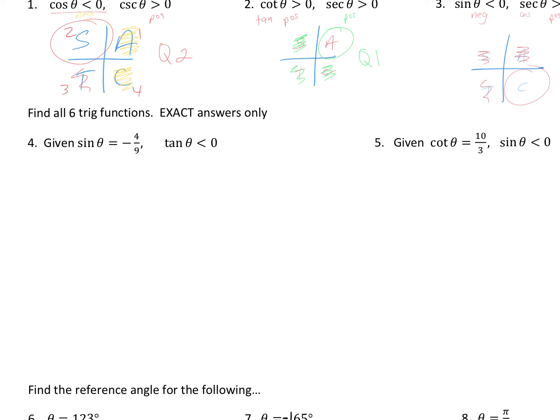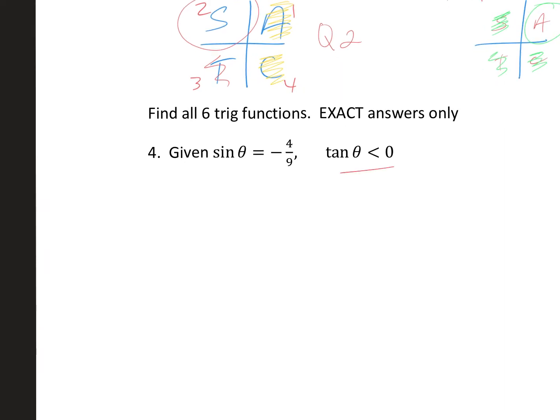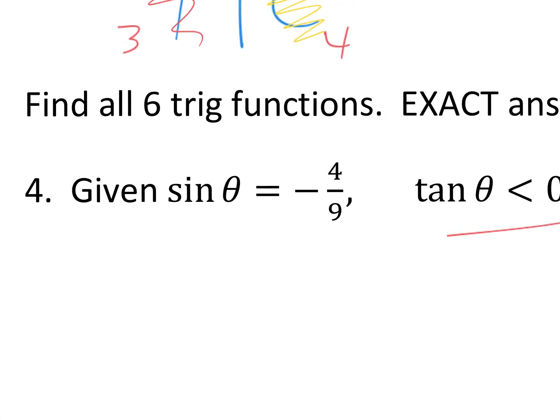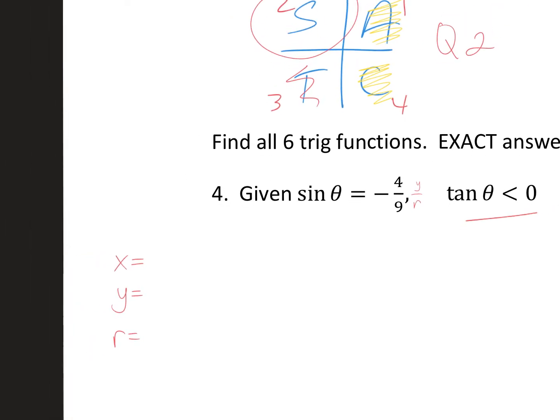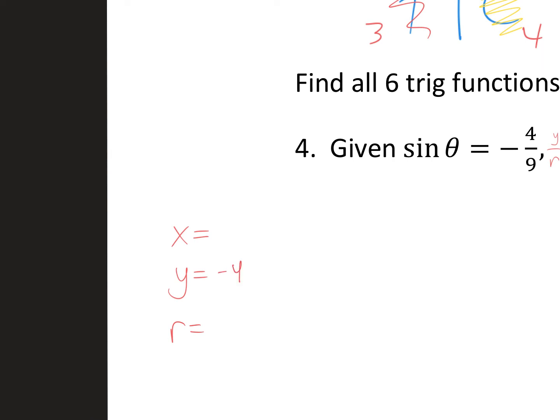But this is a little bit different when you have a question like this, because they're giving you some more information here. That is important. When they give you a trig ratio, we're talking about your x value, your y value, and your r value. When they tell me that sine is -4/9, what are they telling me? What is sine? Y over r. What do we know about r? Always positive. So I know that that negative is going to go with my 4, so -4. And I know that my r value is 9.